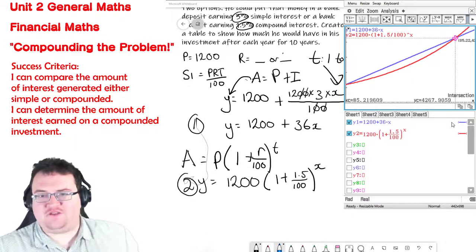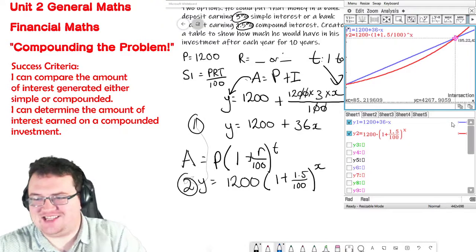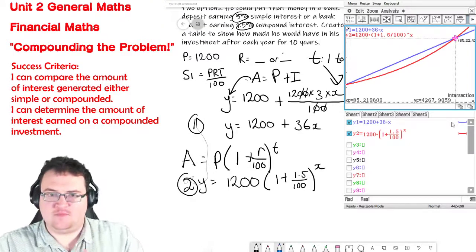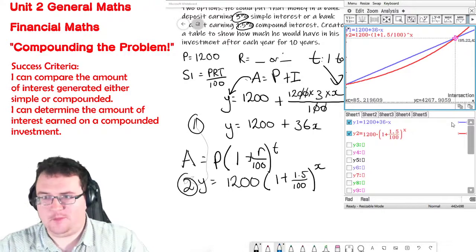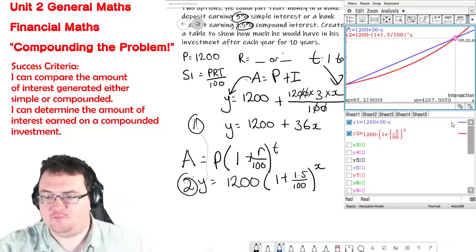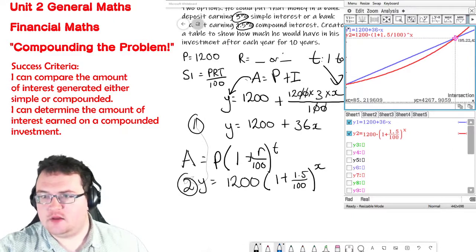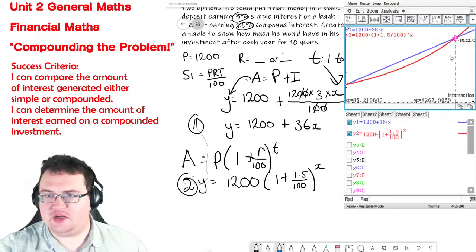After 85 years. So it's going to take 85 years for the compound interest account to overtake the simple interest account. However, after that point, you're much better off having that compound interest account.